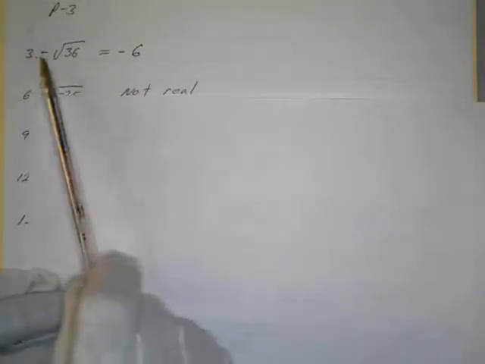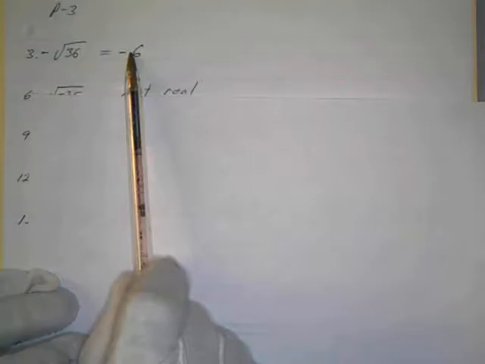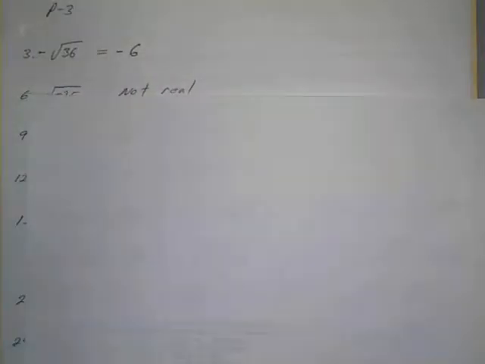And the first one was a negative square root of 36. Well, the square root of 36 is just 6, so we have a negative. So we're taking the negative square root.